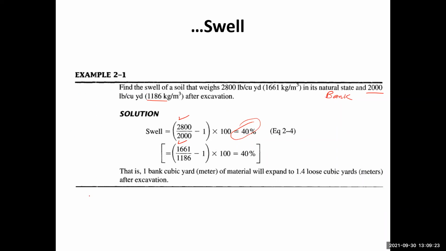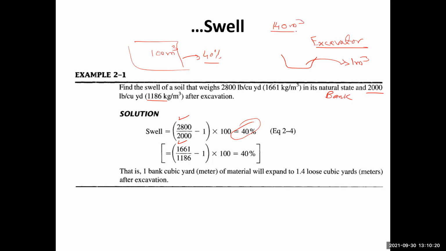But in this case, why do we need to consider swell? We need to consider swell because it will affect our ability to use the equipment. For example, if we have an excavator whose bucket has some fixed volume, maybe 1 cubic meter, and on the job site we have 100 cubic meters in the bank condition with a swell of 40%, it means that for this excavator we need to plan for an excavation of 140 cubic meters.